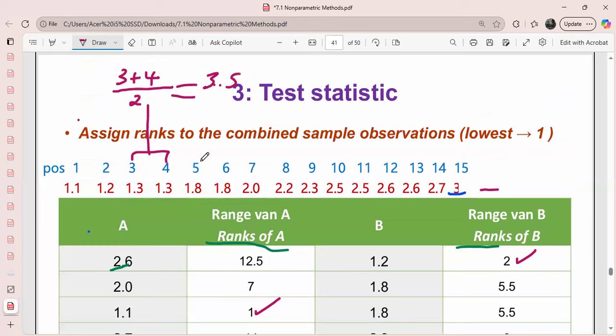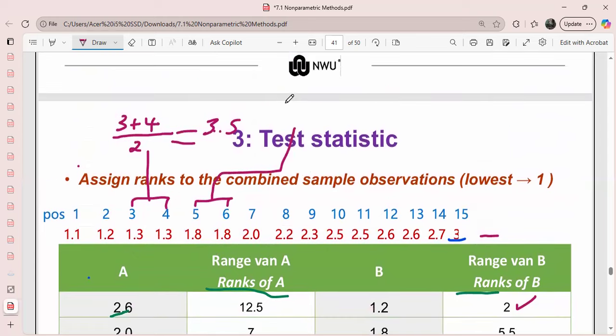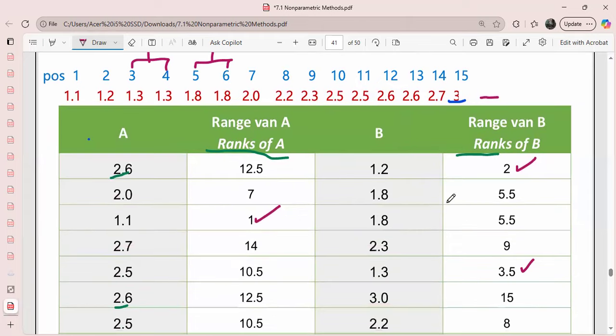Now I'm done. 1.8 here on position number 5 and 6. It's repeating twice. So what I'm going to do here is 5 plus 6 divided by 2. 5 plus 6 is 11, and 11 divided by 2 is 5.5. So where I see 1.8, I'm going to put 5.5. Here it is. 1.8, 5.5, 1.8, 5.5.